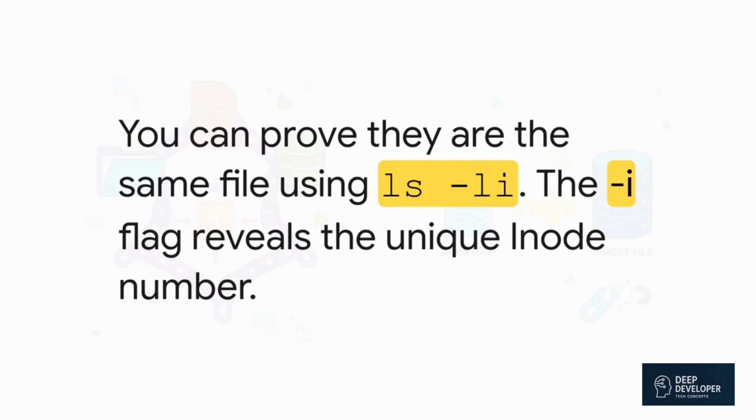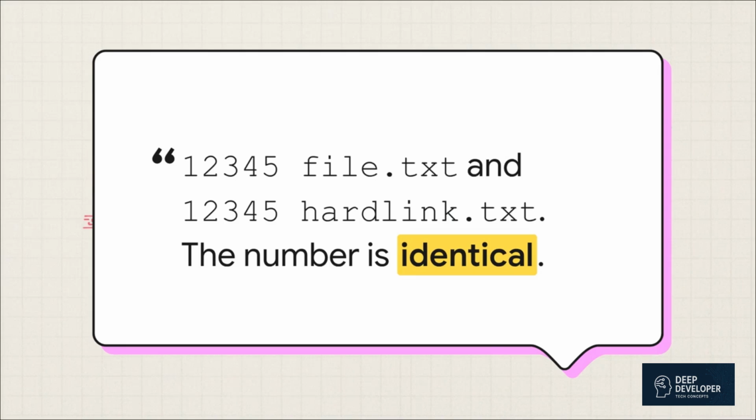Now don't just take my word for it. We can actually prove this right here on the command line. The magic command is ls -li. That little -i flag, that's the key. It tells ls to show us the inode number for everything in the directory. And boom, look at that. When we run it, you can see file.txt has the inode number 12345. And right below it, hardlink.txt, it has the exact same number. That's the smoking gun right there. It proves they aren't two files, they are two names for one set of data.